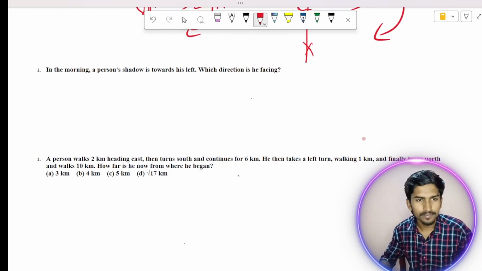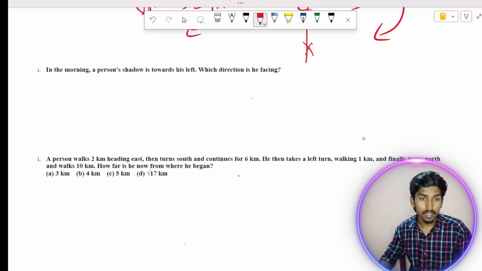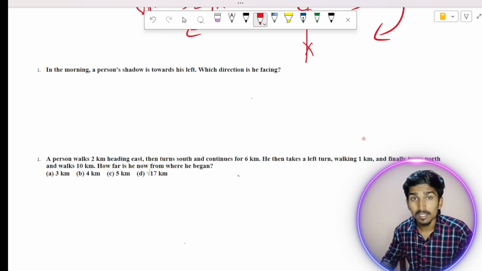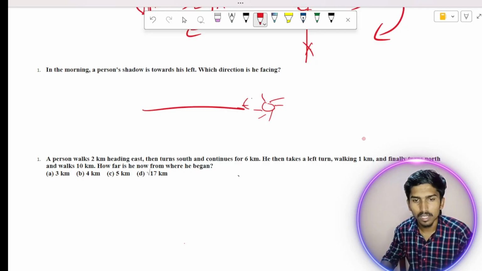And the last basic question is a shadow type question. In the morning a person's shadow is towards his left. What direction is he facing? Very simple question. Make the diagram. Morning means sunrise in the east. If he is facing towards the north, where does the shadow fall? Opposite to the sun, so it falls this side. This is the right, this is the left. So the shadow is falling on his left side, so he is facing towards north.